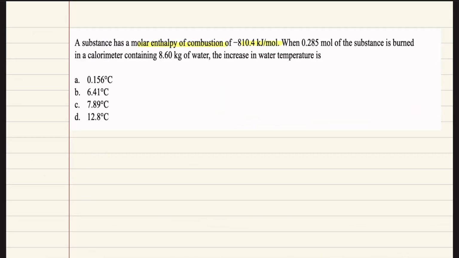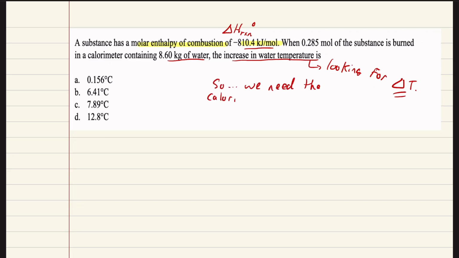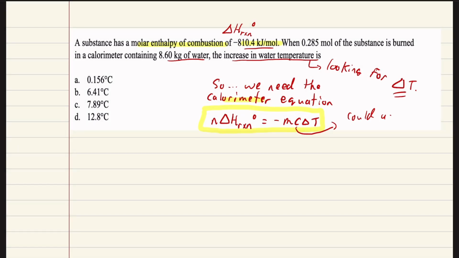Now for this one, which is more of a calculation question, we have the molar enthalpy of combustion that gives us a negative 810.4 kilojoules per mole when 0.285 moles of the substance is burned in the calorimeter containing 8.60 kilograms of water. The increase in water temperature is, so we're looking for the temperature change. Now, what we need, remember, is the calorimeter equation, because we're dealing with masses given and temperature change. But we're also dealing with molar enthalpy, so we'll use the equation where the moles multiplied by the molar enthalpy of reaction is equal to the negative mc delta T.